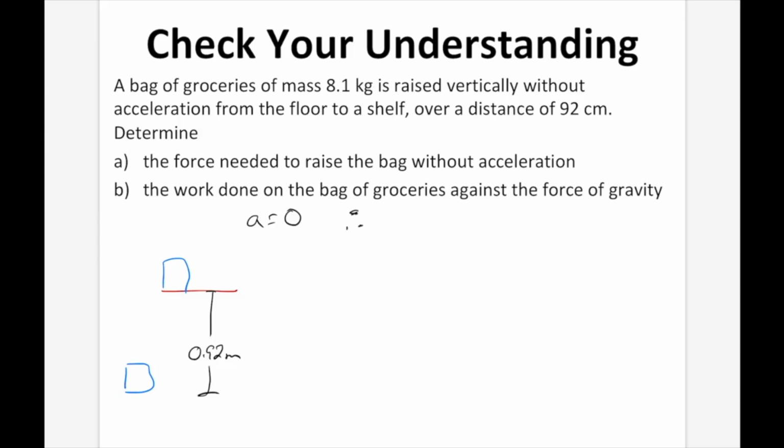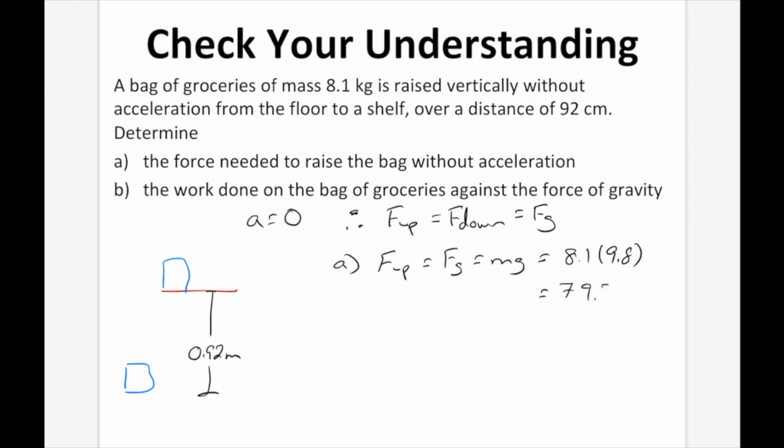Therefore, the force up to raise it is going to equal the force down. Now the force down is going to be equal to Fg, so we've got to keep that in mind. Now we're asked first, what is the force needed to raise the bag without the acceleration? And that's going to be the force up. Now we're going to say force up is going to equal Fg, which is going to equal mg, which is going to equal the mass, which is 8.1 times 9.8, and that gives us 79.38 newtons. We need 2 sig digs in our answer, so our final answer becomes 79 newtons up.